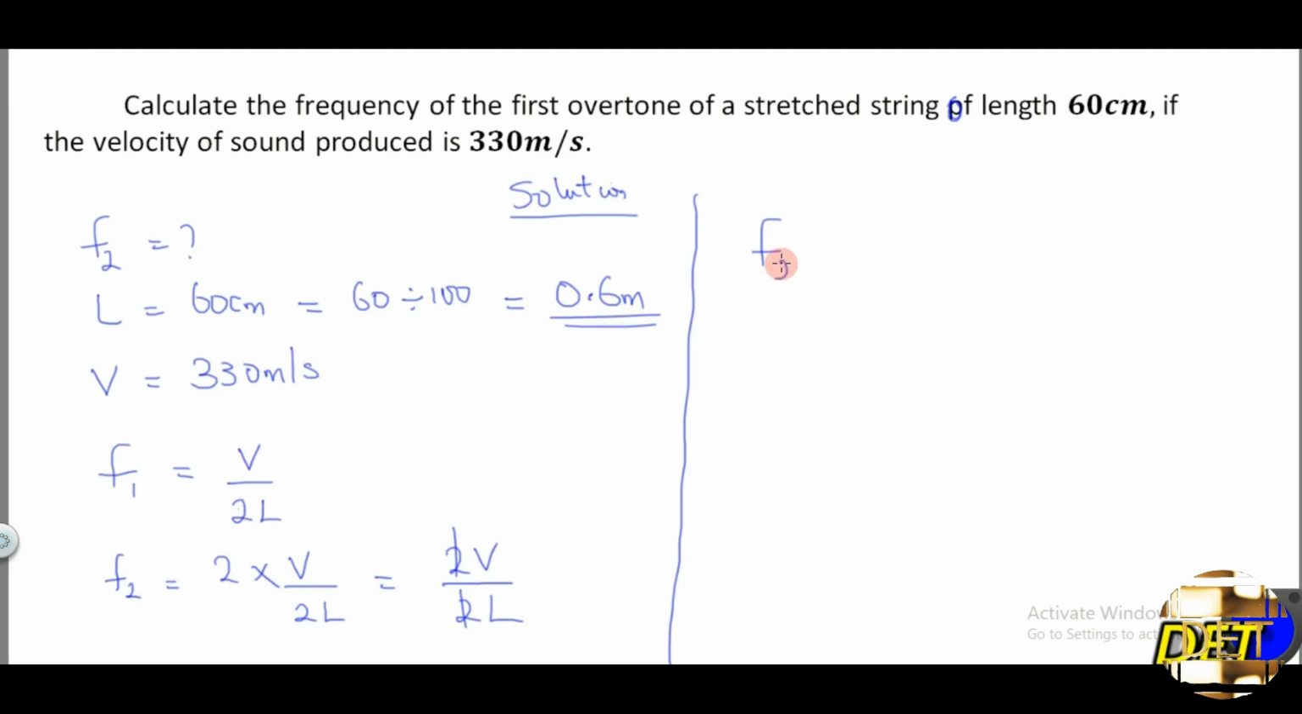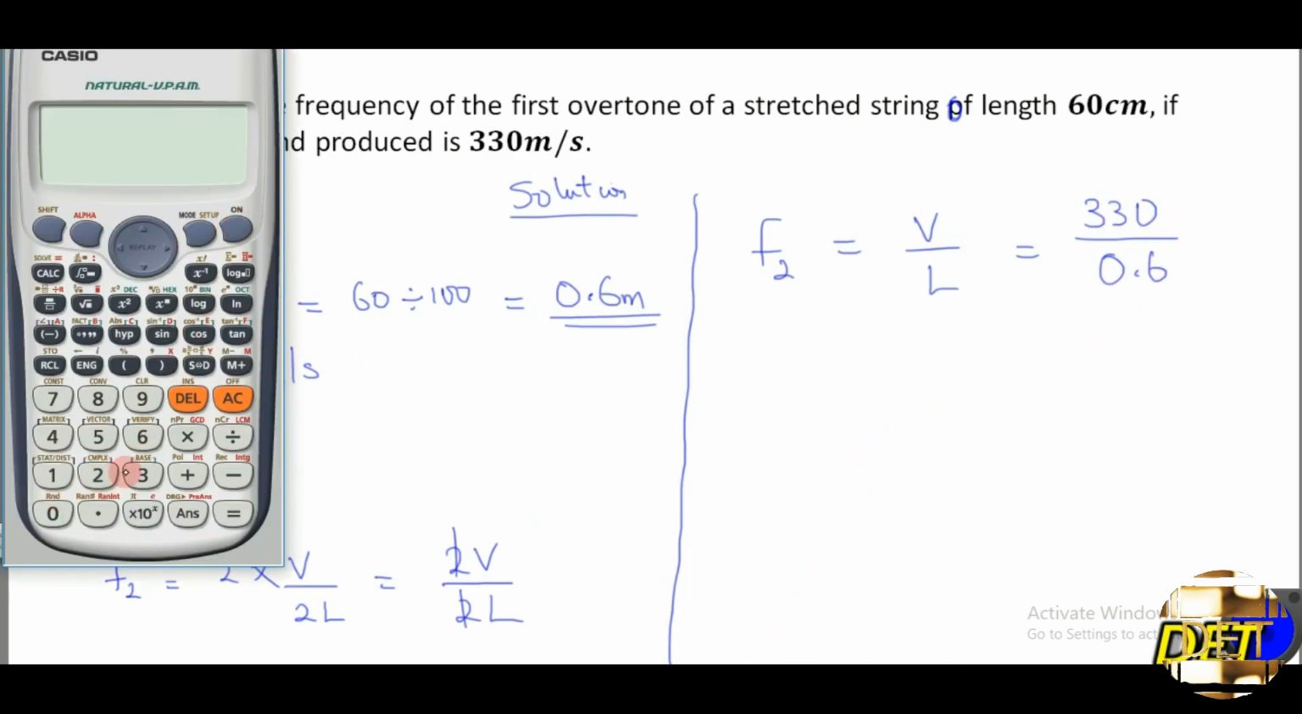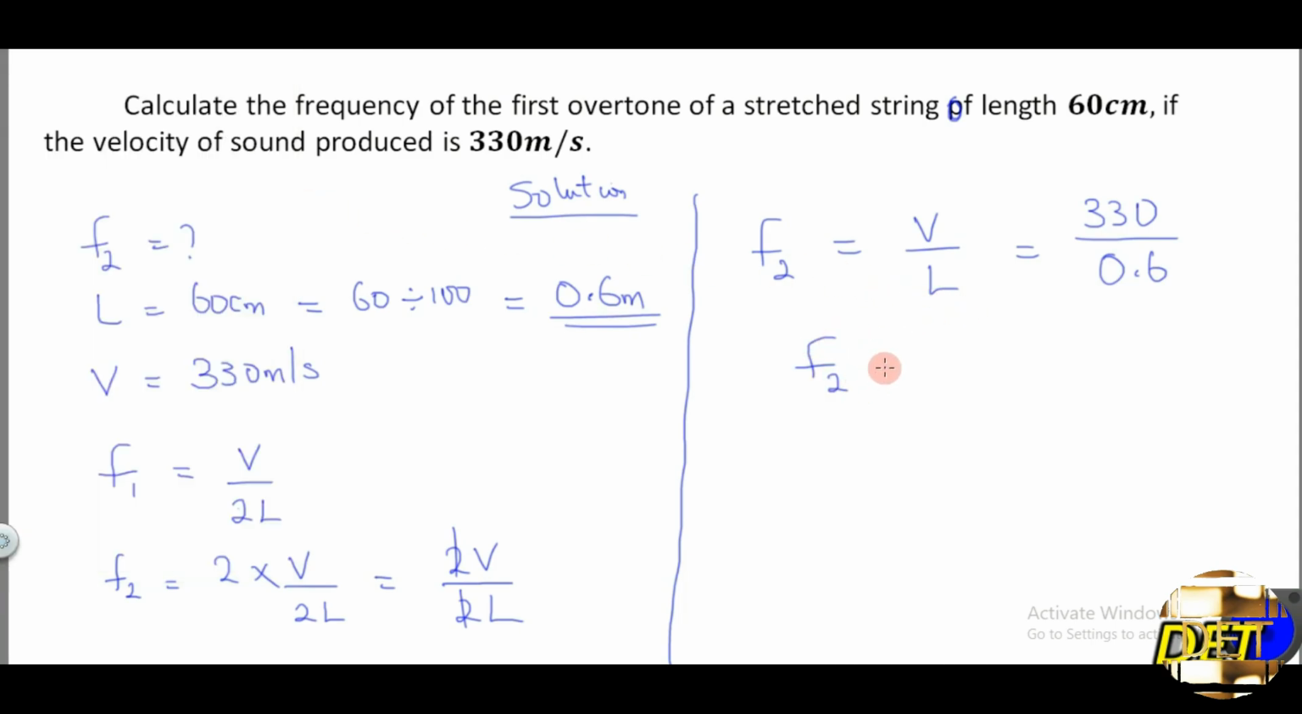So F2, which is the frequency of the second harmonic, is equal to V over L. So my V is 330 divided by L, which is 0.6. So 330 divided by 0.6 will give us 550, right? So the frequency of the second harmonic is equal to 550 hertz, right?